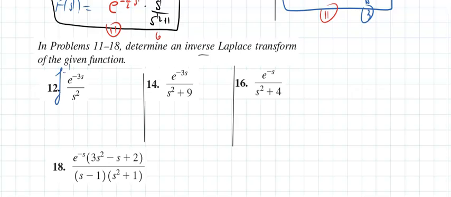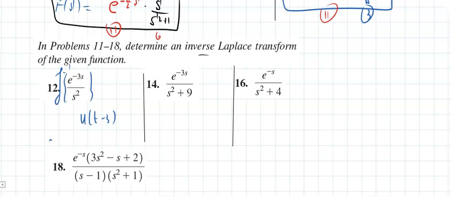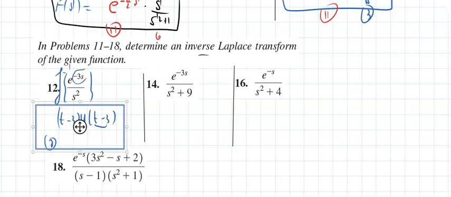If I apply the inverse Laplace transform on this, e to the negative 3s will take u of t minus 3. 1 over s squared, where does 1 over s squared come from? That's right there, number 2. It should be t, but I have to shift it by 3 because of that shift. So instead of t, it's going to be t minus 3. And that's how it works. Fairly simple.